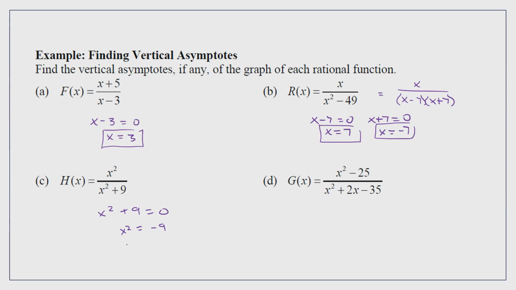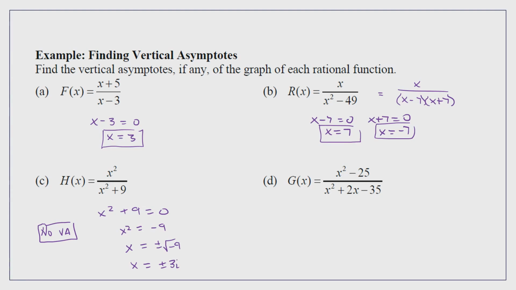Okay, and then we take the square root. So we get plus or minus the square root of negative 9. And so x would equal plus or minus 3i. Okay, so that's an imaginary number. So we know then that this rational function has no vertical asymptote. And I'm just going to abbreviate that VA. Okay, because we're working in the real number system, so we're not graphing complex values like 3i. So we know that there is no vertical asymptote for this function.